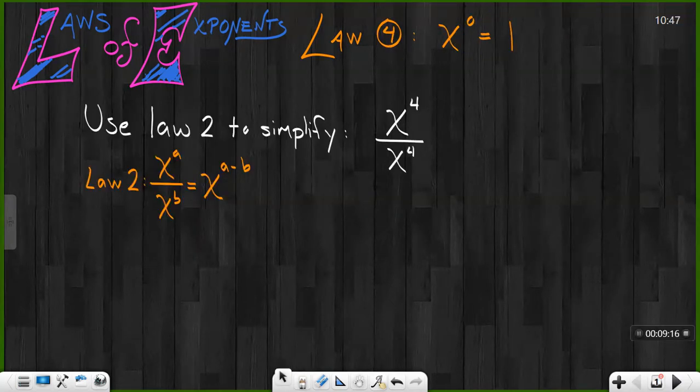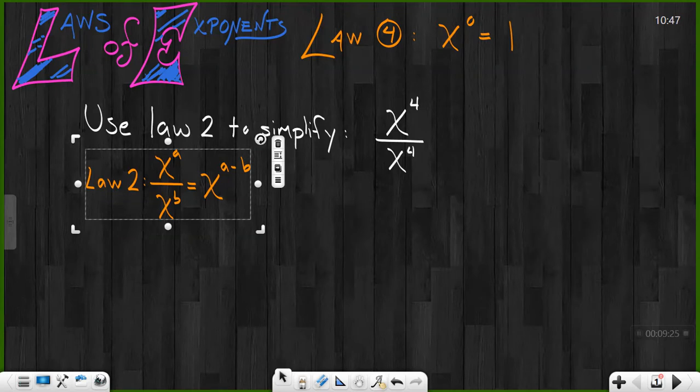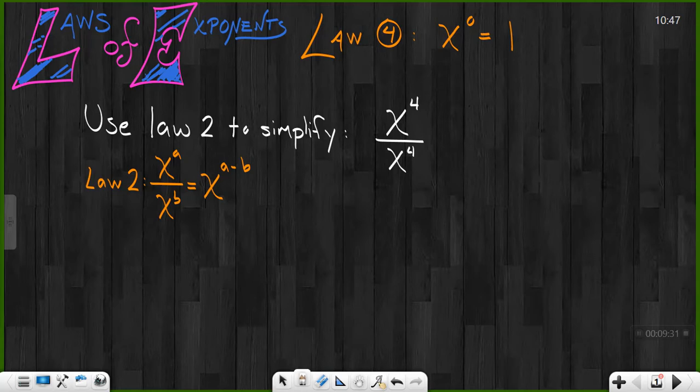Law 4 derives itself from law 2. So a brief refresher of law 2 is right down here. Law 2 says that when we have two exponential terms being divided, we keep the base and subtract the exponents. Let's go ahead and apply that here. Now, when I do that here, I see that I keep the base of x, but 4 minus 4 is 0. And we get a unique situation. What does a 0 exponent really mean?